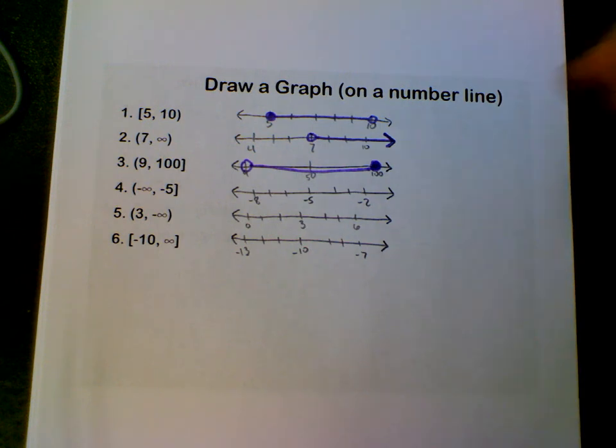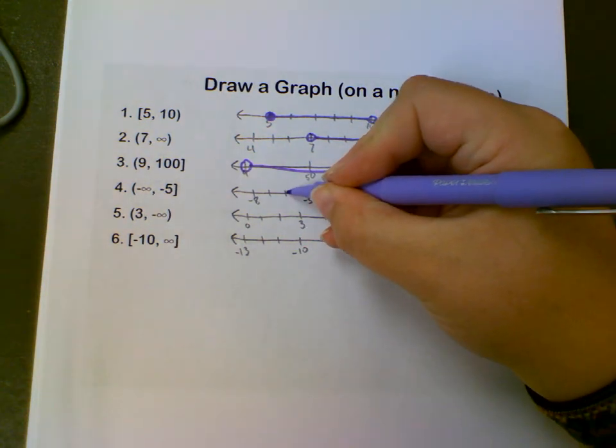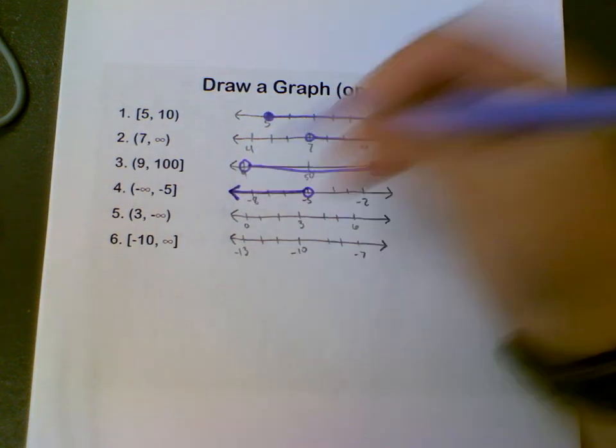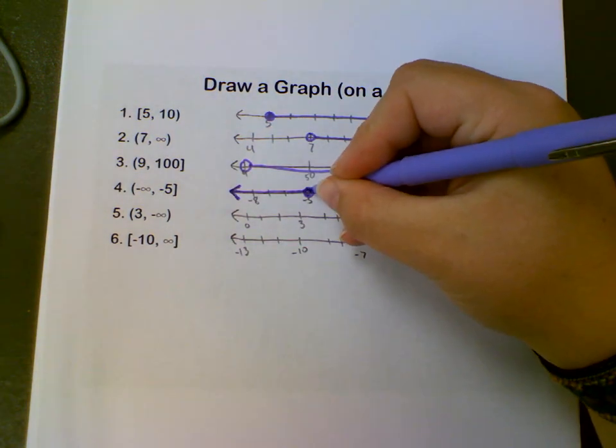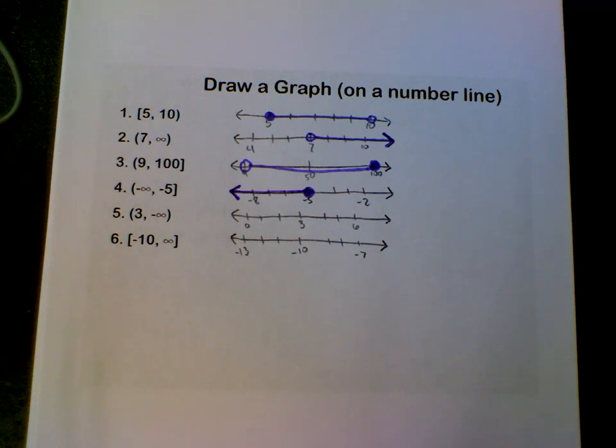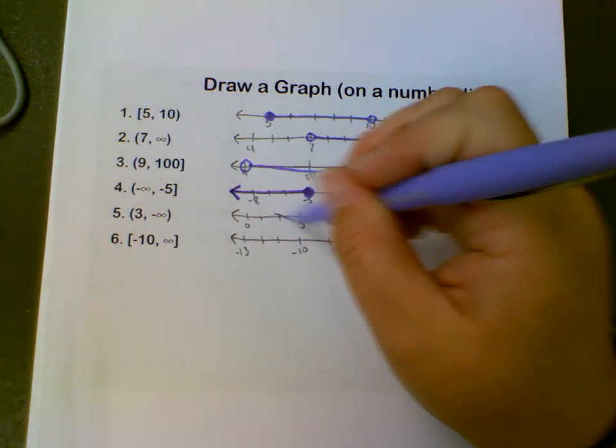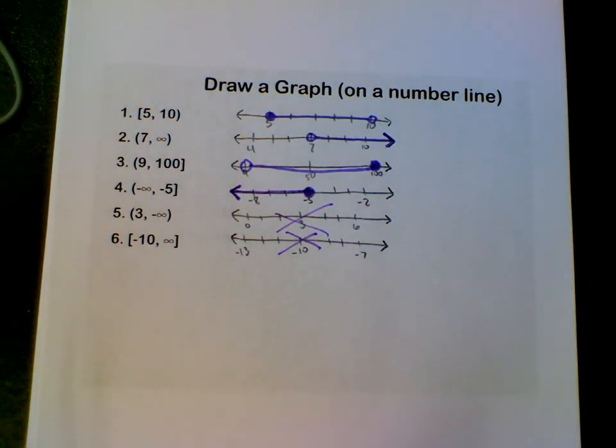For negative infinity to negative 5, I need my circle on negative 5. This time, negative infinity is to the left, so my arrow's going to the left, and my circle is filled in because that negative 5 is included. Number 5 and 6 actually don't mean anything, so I didn't even need to draw these number lines because it's impossible to graph them.